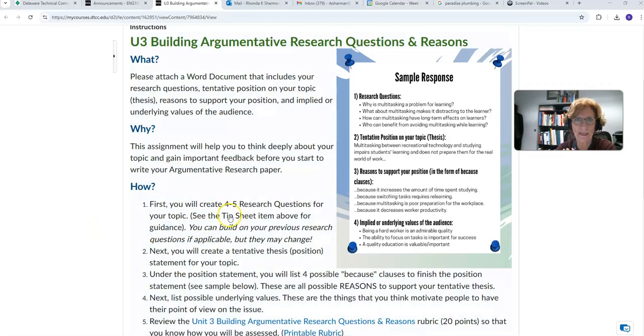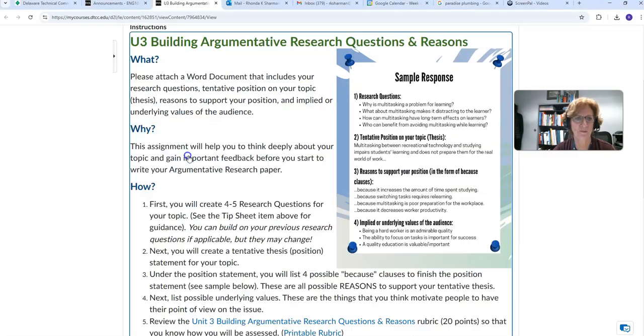So for this assignment, you are creating your own document. You can make a Google Doc or a Word doc, but you're going to include the information that's explained here in the assignment. There's a little sample response here that I think shows you what you're going to do, and then it's explained here in the how section of the assignment.